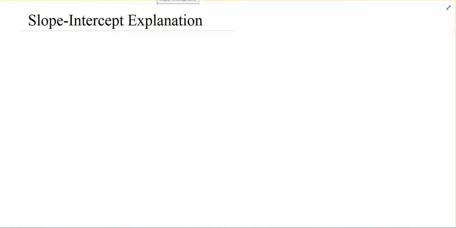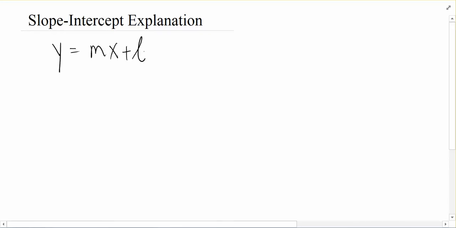So now we're in the part of the lesson where we get to use the more advanced version of graphing, the slope-intercept form, which is y equals mx plus b. But I want to take a quick moment to explain why this form works.